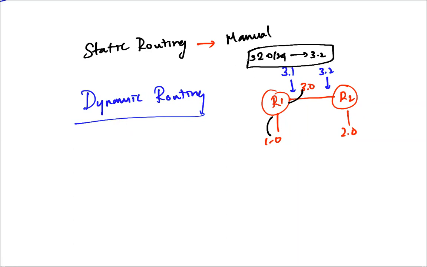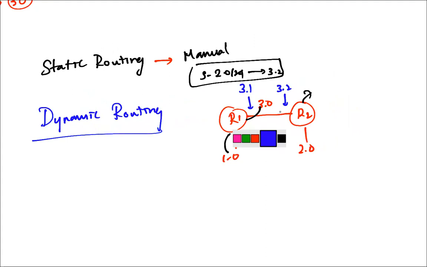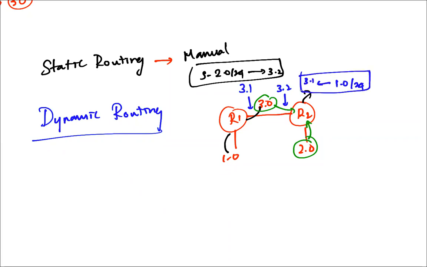This is static routing. The same way, I go to the second router. Which networks does the second router know? It knows about 3.0 because that is directly connected. It knows about 2.0 because that is also directly connected. It doesn't know about 1.0/24, and that can be reached via 3.1. This is what simple static routing is.